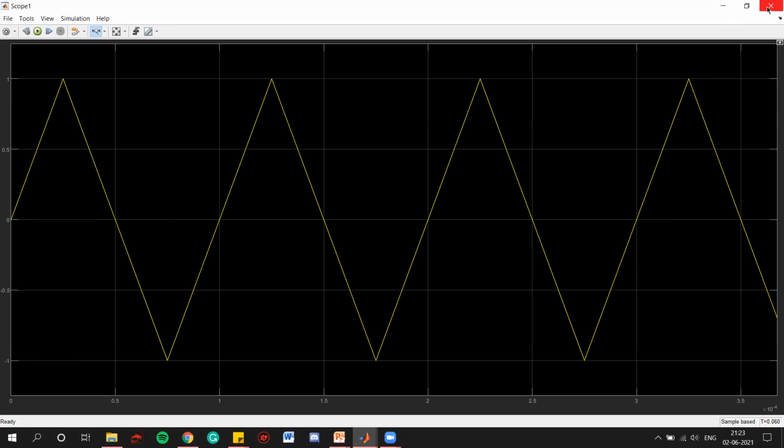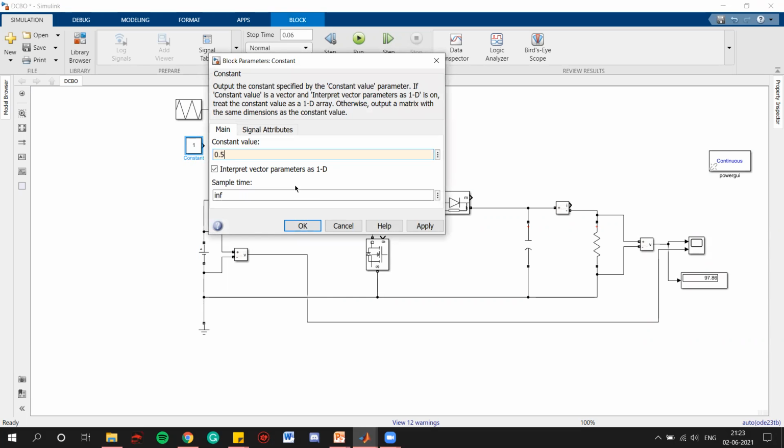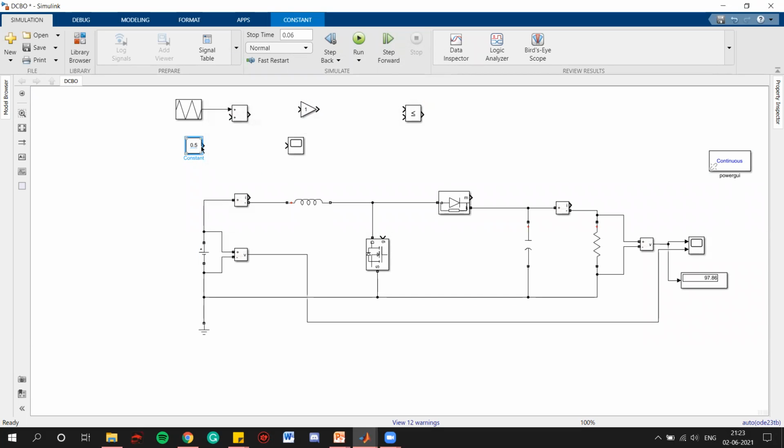First, let's do it. So for pushing this whole wave upwards, we need to add 0.5. So that's why I have a constant here. So we have this. We have a constant we need to push. So we are adding 0.5. Now let's see the output.